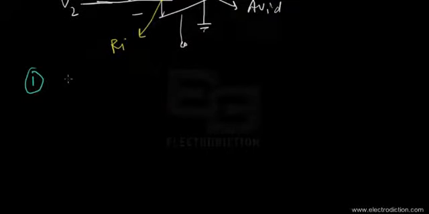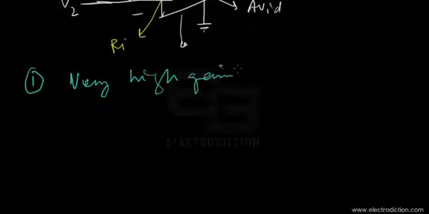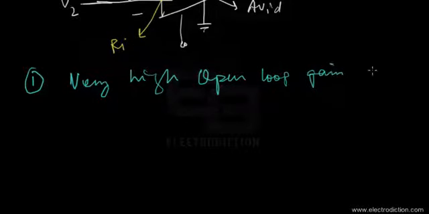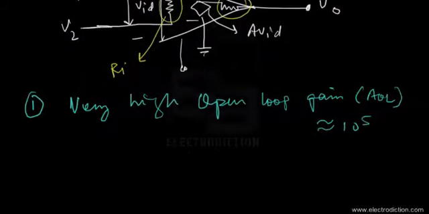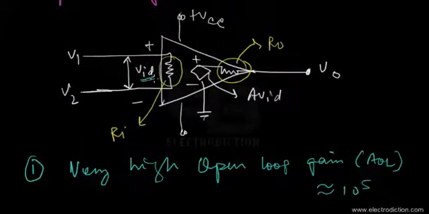Property number 1 is that the op-amp has a very high open loop gain, characterized with the symbol AOL, and it is approximately 10 to the power 5 times the input difference signal, that's VID.